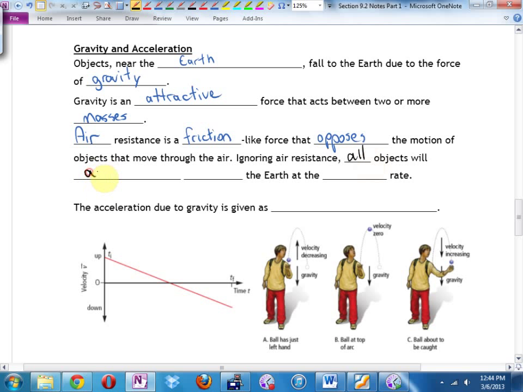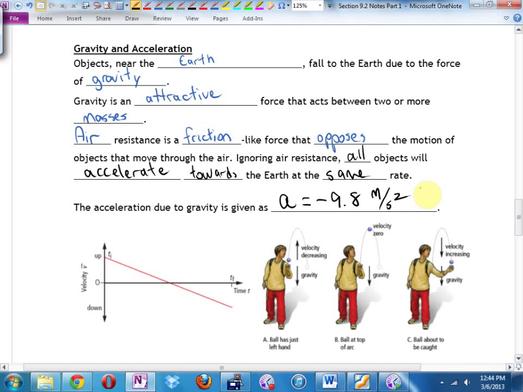will accelerate towards the Earth at the same rate. What rate, you ask? Negative 9.8 meters per second squared.